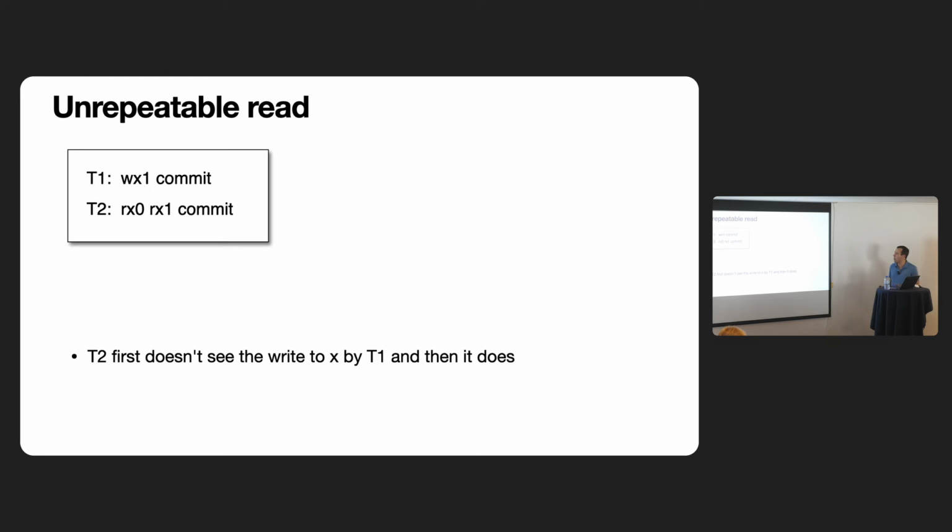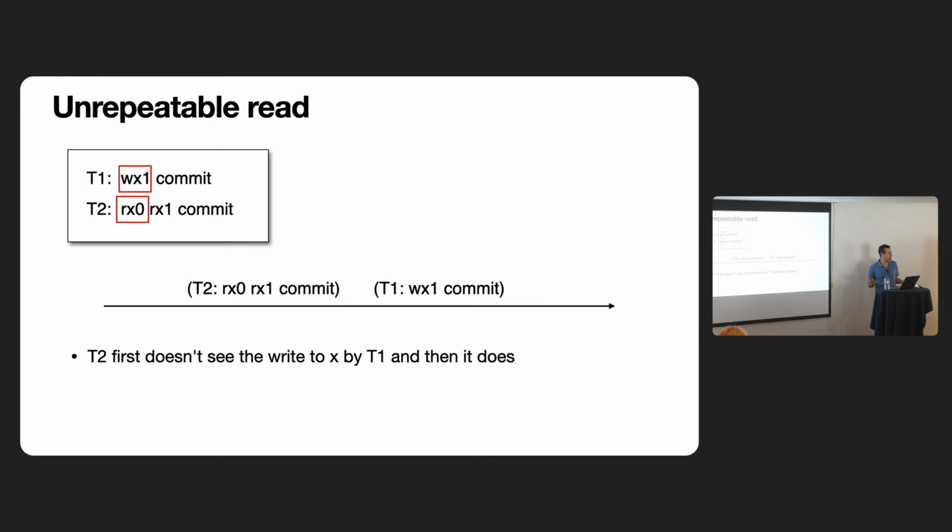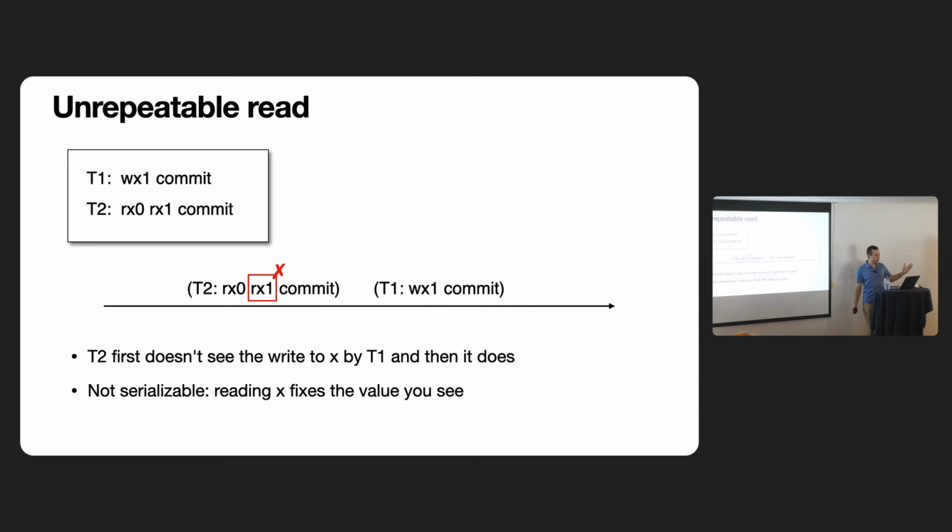Let's see why. Both transactions commit, so I have to order them in some way. T2 read 0 from X, so it didn't see the write at first. That means I must order T2 before T1, otherwise this read wouldn't work. But if I order it and look at it as a sequential execution, then I cannot read 1 here because the write of 1 is over here. So it's not serializable, because if you read something, that fixes the snapshot of what you read. You cannot suddenly have new stuff appearing.